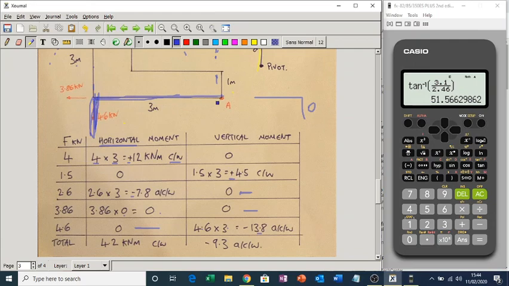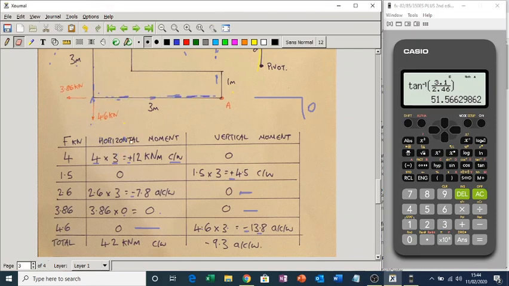This force here will tend to make this thing go anti-clockwise about that point. That's why I've got a negative number there. 4.6 times 3 is going that way, it's going anti-clockwise, that's why I've got a negative number. So that's all of the moments from each of those forces sorted about that point A.